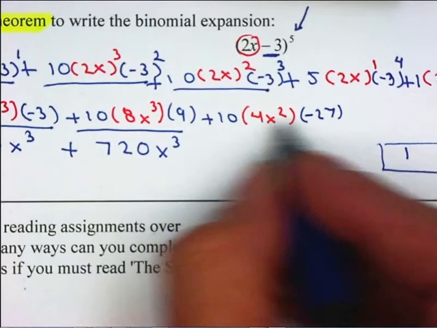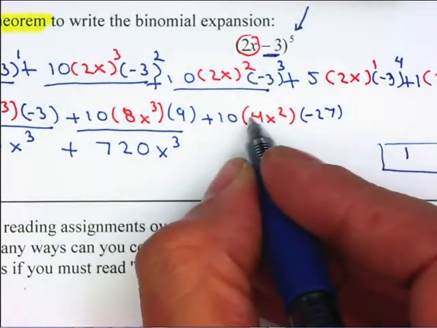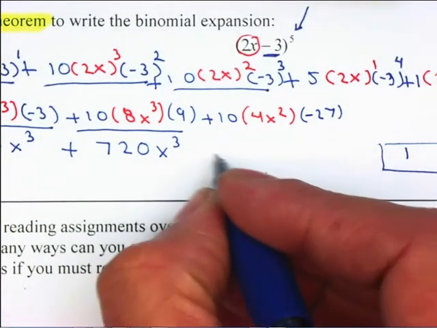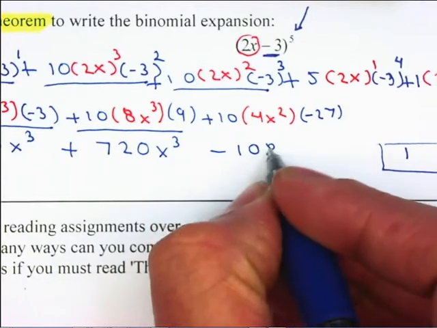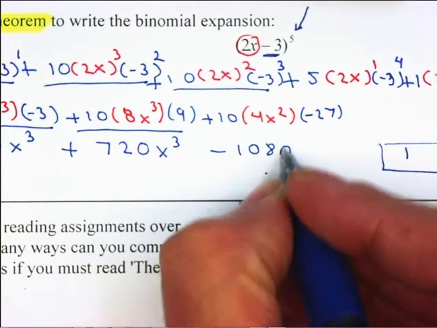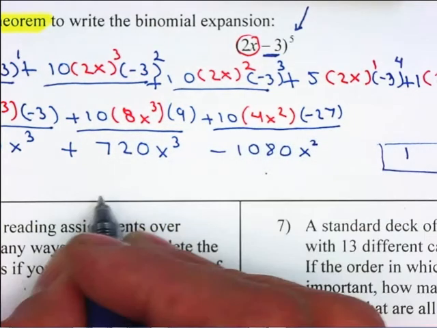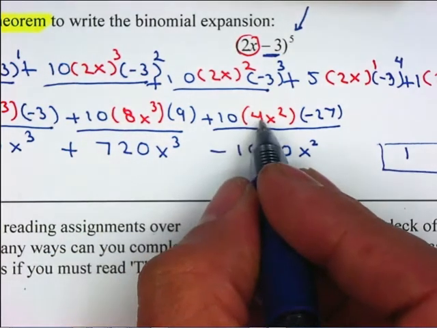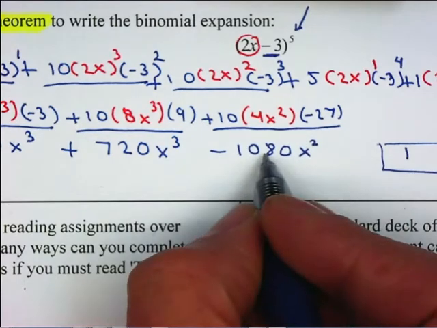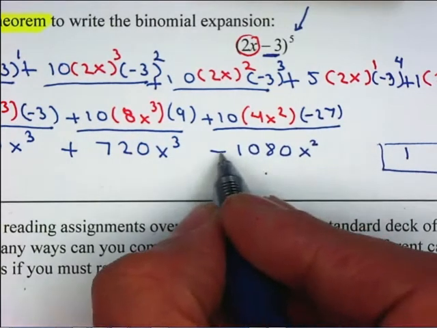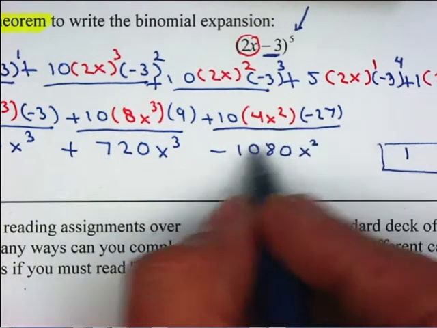4 times 27. 4 times 20 is 80. 4 times 7 is 28. That'll be negative 108. And multiply by 10, add 0, and we have x squared. So you basically just multiply all three numbers. You can multiply 10 times 4 is 40, times 27 will give you 1080. And remember, positive times negative will give you a negative.